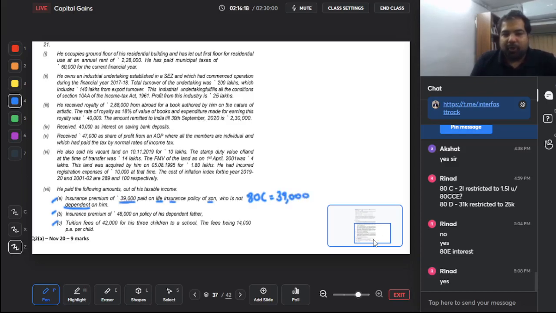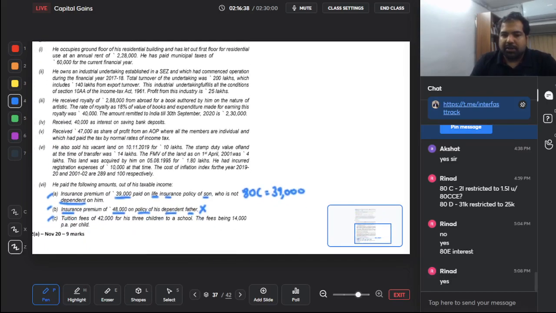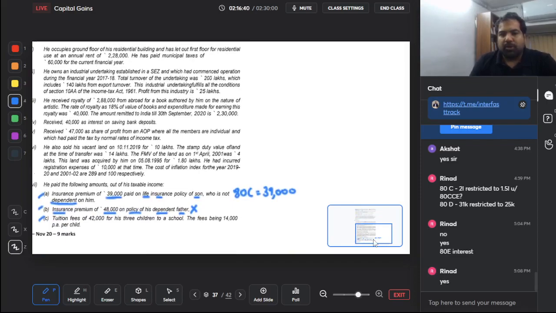Next, insurance premium of 48,000 on the policy of a dependent father. Now we don't know which kind of insurance. If we assume life insurance, will this be allowed? No, because for a father it's not allowed, only spouse and children. But if we consider this as health insurance, will this be allowed? Yes, assuming he is 58 years, so the father is definitely older. So how much will be allowed? The entire 48,000. So here is an assumption: you'll have to assume that this is medical insurance.